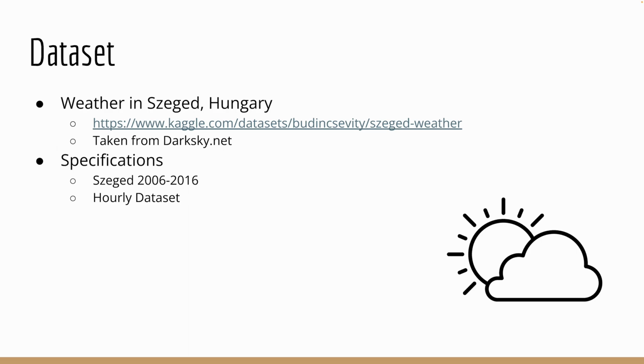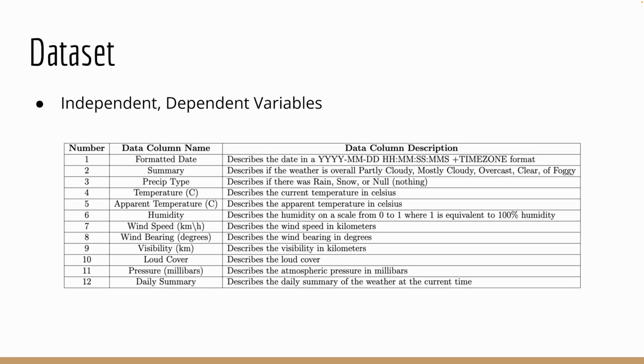So the data set we'll be working with is, as I mentioned in our title, the weather in Szeged, Hungary. It takes weather data from 2006 through 2016, a decade over, and the interesting part is that it's not a daily data set, it's hourly data. We'll go over the data set itself.